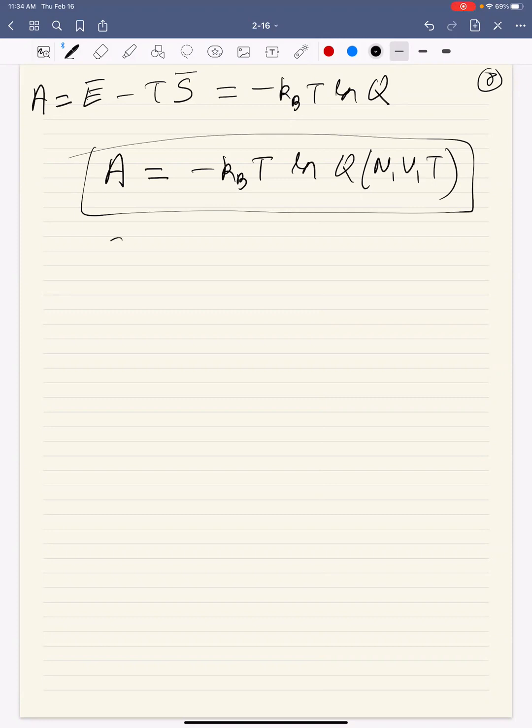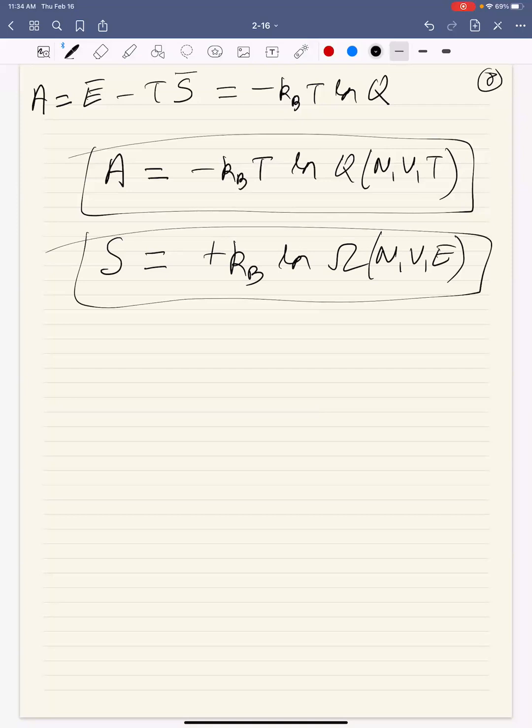And this is very similar to S is equal to plus KB ln omega of NVE. And you can see how the natural variables are preserved. A is a function of NVT. S is a function of NVE. Natural variables are kept, right? So this now opens up our pathway of using the canonical ensemble.